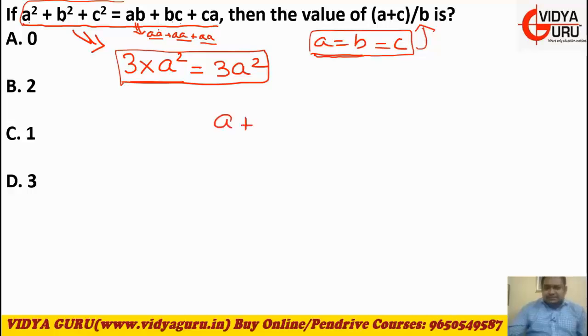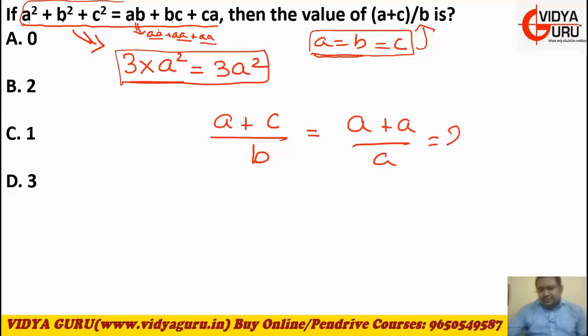So what is being asked? It is being asked to find the value of a plus c by b. So now assume a is equal to b is equal to c. So I would say that I have been asked to find a plus a by a. So this is 2a by a. So the answer is 2.